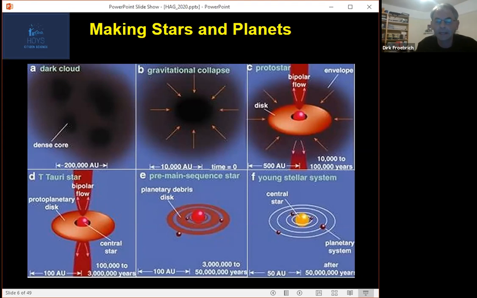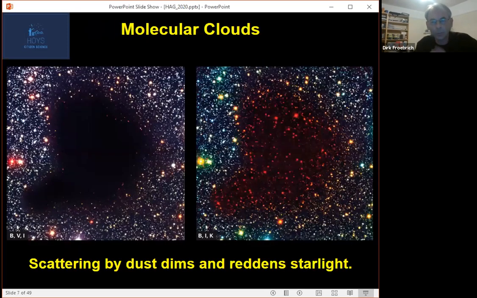So this is what we're interested in: this process, how you make planets. And one of the things in those dust clouds that I mentioned before is that the dust is important. This picture shows you why. This is a small cloud on the sky, called B68. On the left is a picture of how that cloud looks at optical wavelengths. So if you had a good enough telescope, this is what you would see with the naked eye.